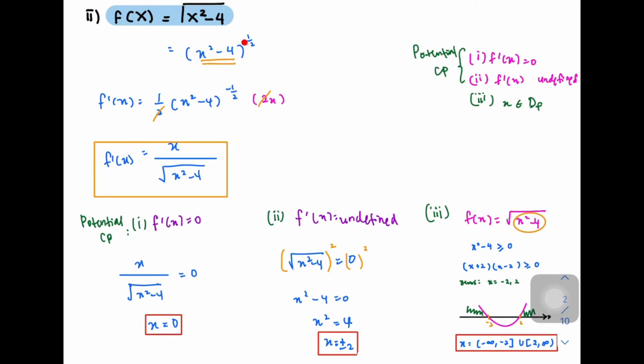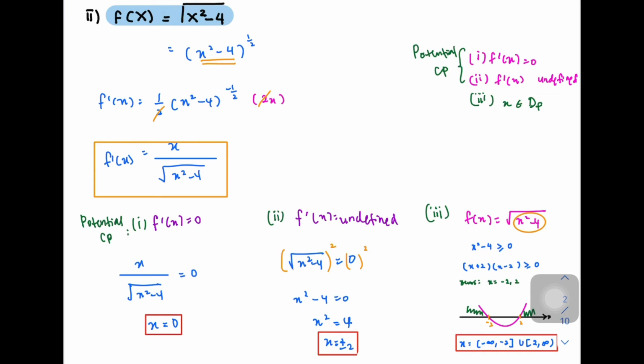So this is just the power rule, and this is the chain rule, okay? So bring down the power, reduce it by 1, further differentiate the inside function. So this is just half times (x squared minus 4) to the power of negative half, further differentiate inside is 2x. So you can see that 2 and 2 is a common term, you can cancel out. Therefore, this is our answer for our f prime x.